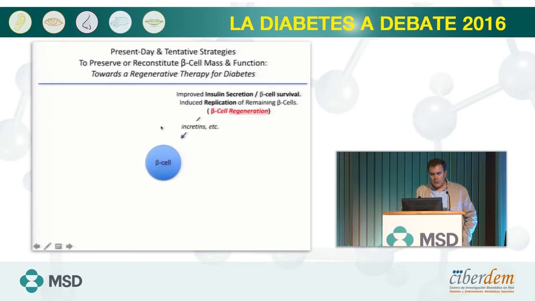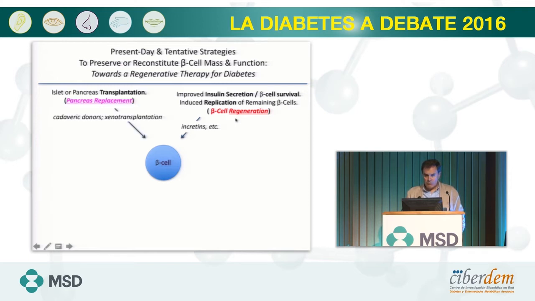Today, what doctors do to cope with diabetes is to try to improve insulin secretion, to improve beta cell survival, to try to induce replication of remaining beta cells. These are beta cell regeneration strategies. When things go wrong, the only solution is transplantation, whether of isolated islets or of total pancreas. This is a replacement approach.